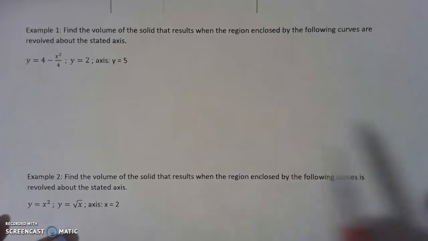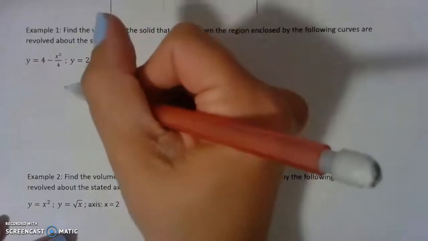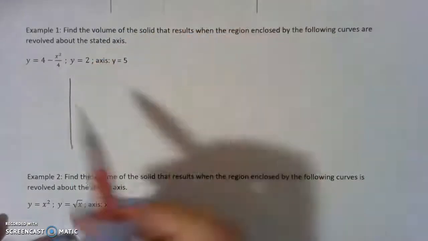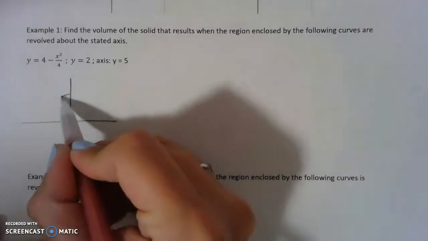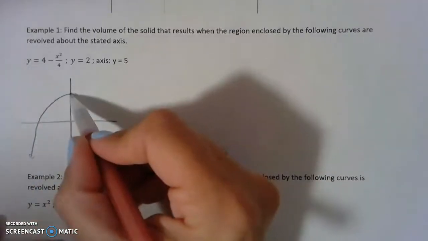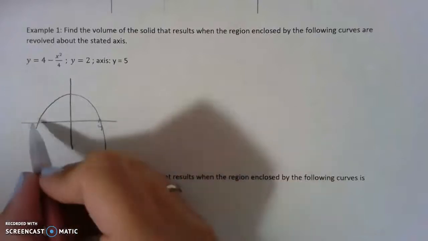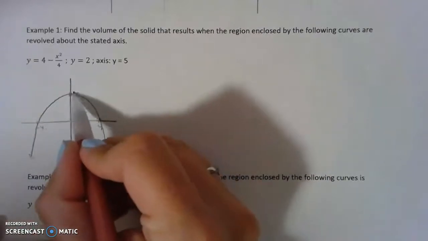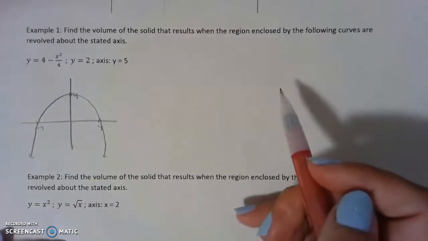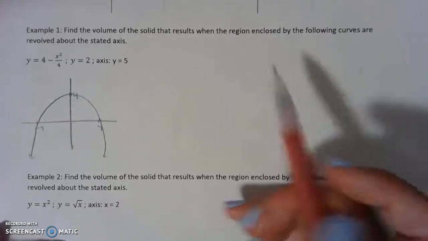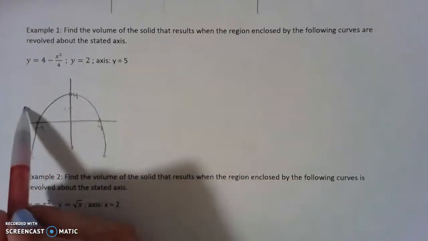The first one here, we have 4 minus x squared divided by 4. If we remember, this is going to give us this function right here. It's a quadratic. This is a 4, this is a negative 4, this is a positive 4. I'm just rough sketching it since we sketched it in the previous one. Then we also need y equals 2. Well, here's 2.